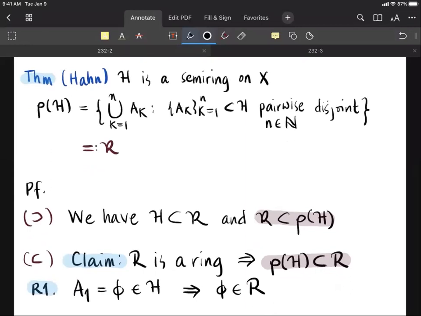So the first inclusion can be obtained immediately as follows. Take note that the semiring is contained in the set R. Well, this follows immediately if you take n to be equal to 1. And likewise, according to the definition, the ring generated by H, rho sub H, contains H. Therefore, this union here must also be in rho sub H.